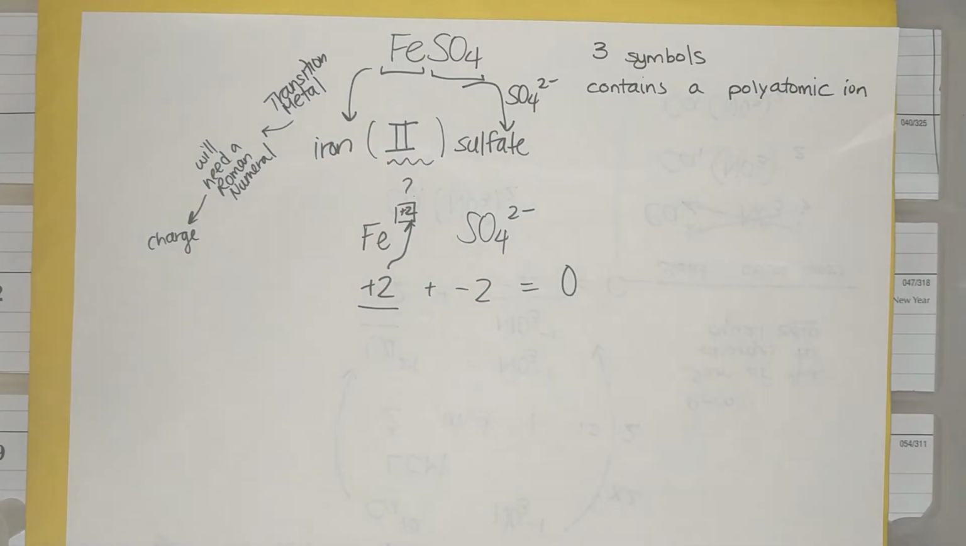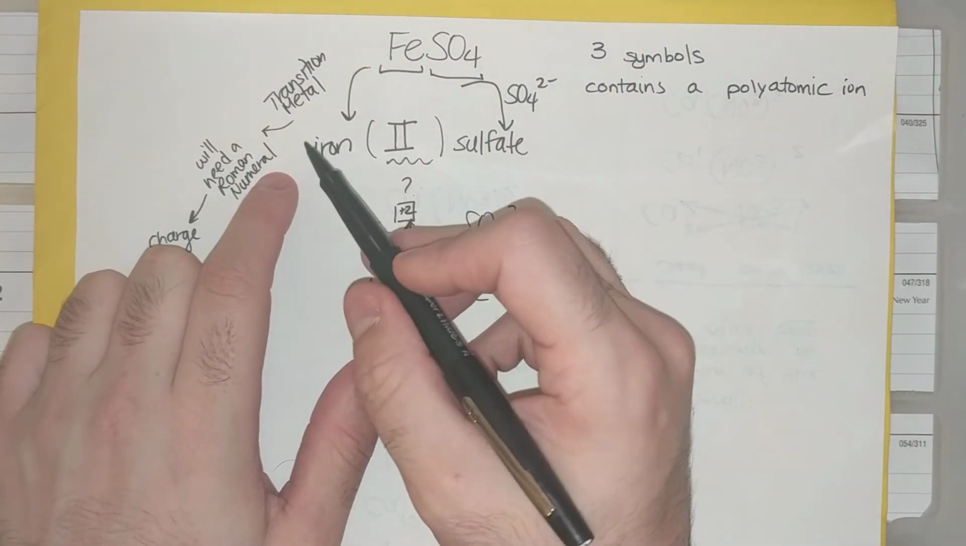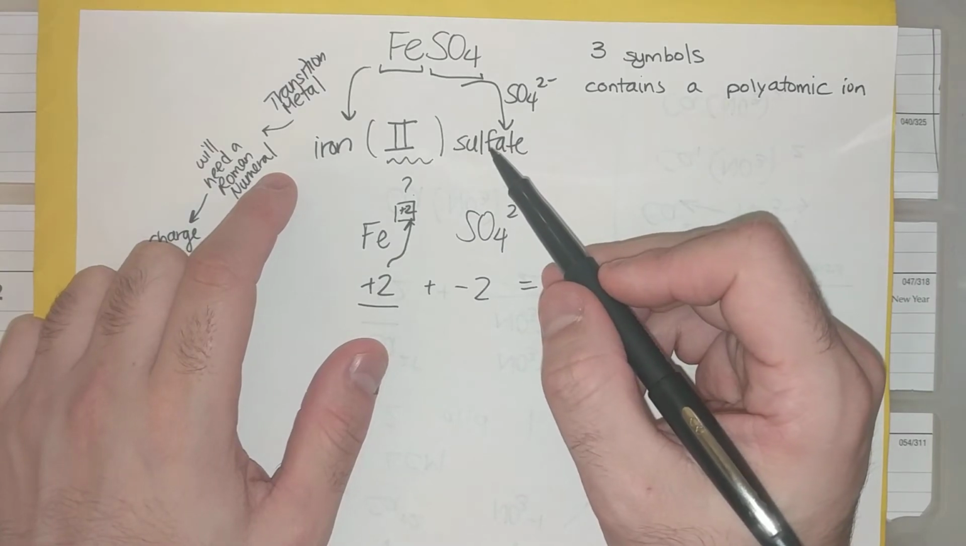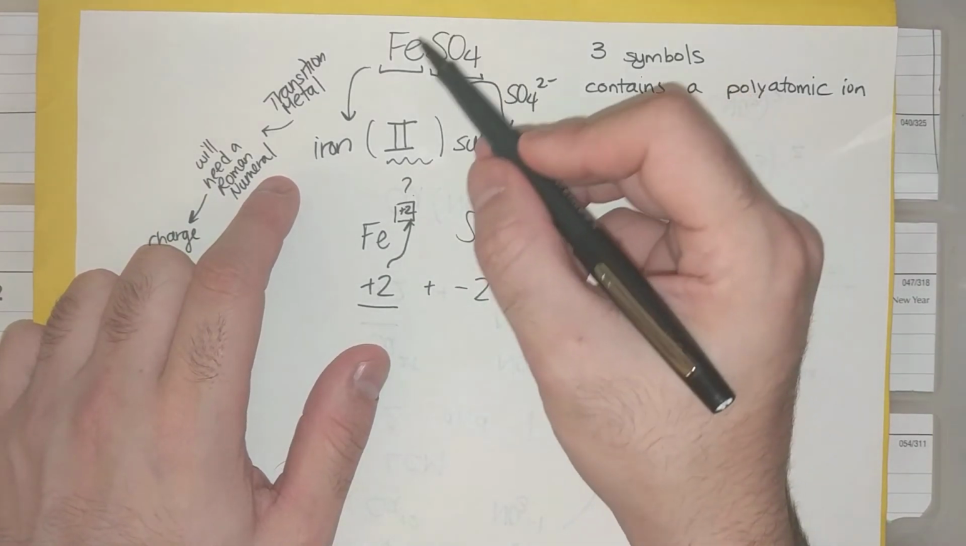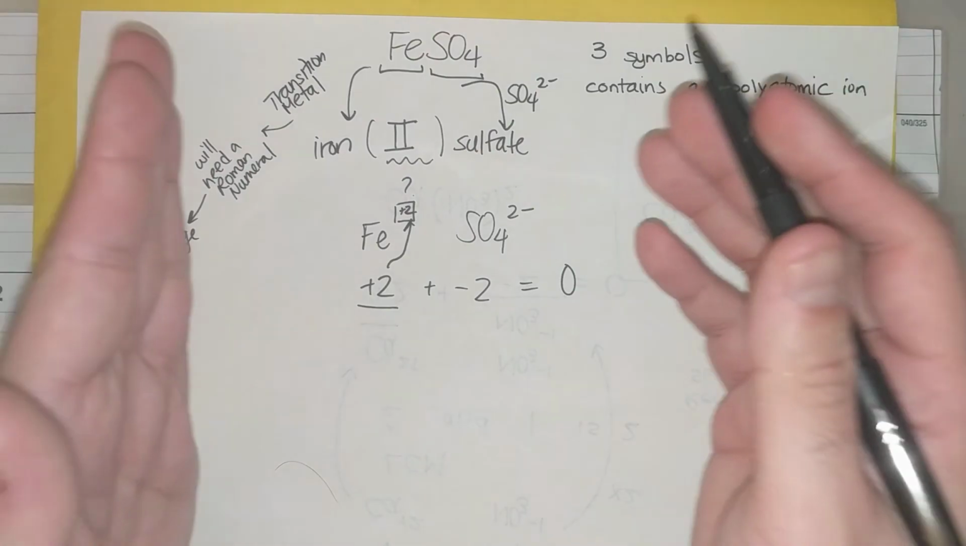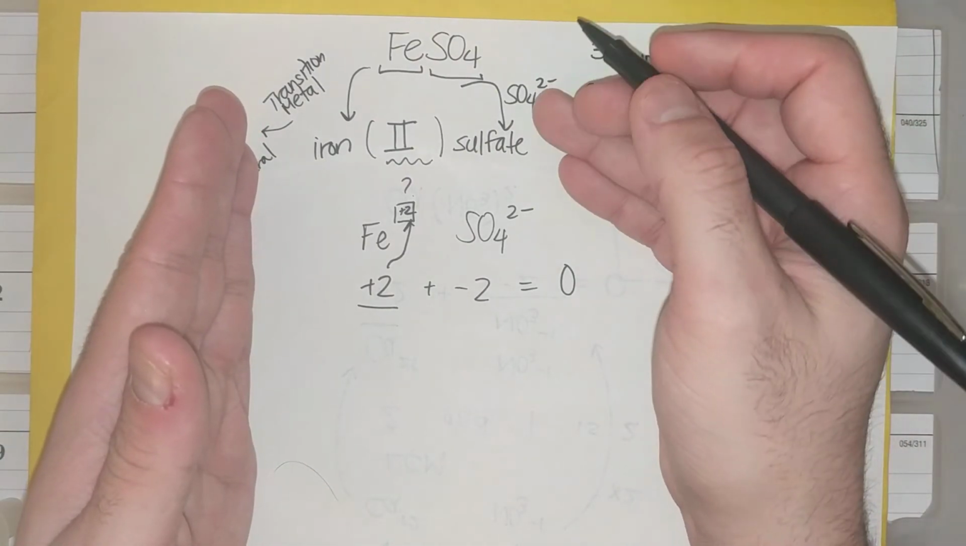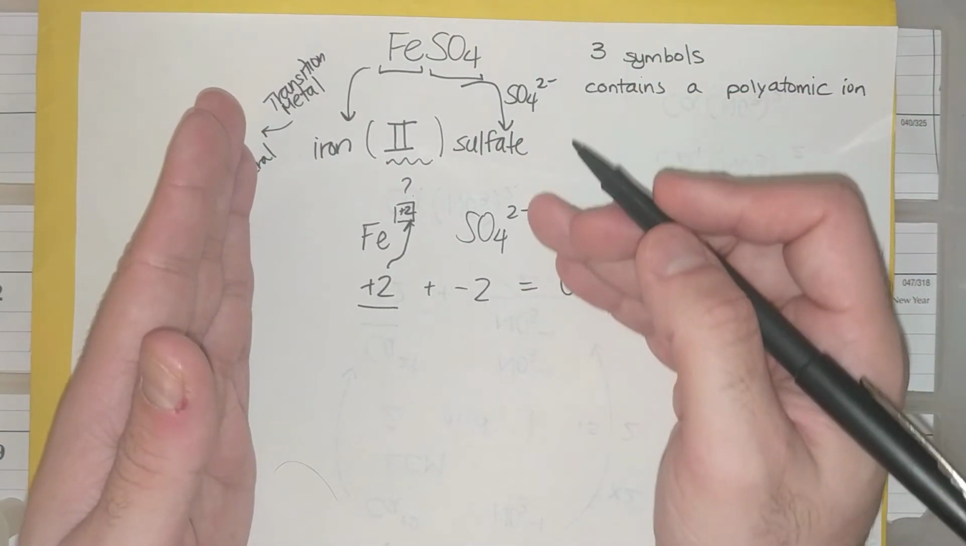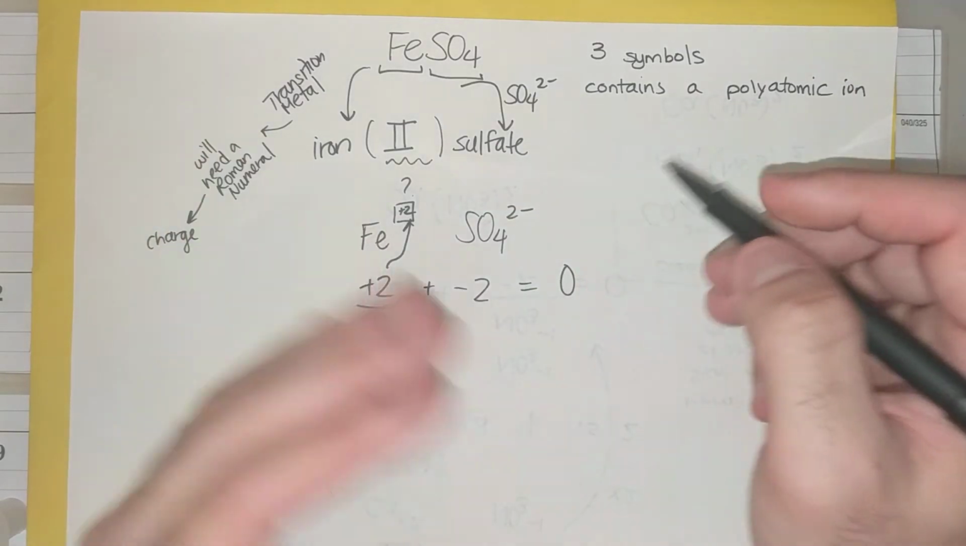So naming it is a little bit different. You have to identify the names, and again, if you just give me iron sulfate, if it's worth a point, that's half a point already. You need to figure out the charge, and the way that we figure out the charge is we got to figure out what is it combined with? What is the charge of the thing that it's combined with?